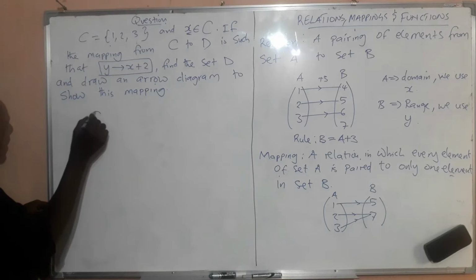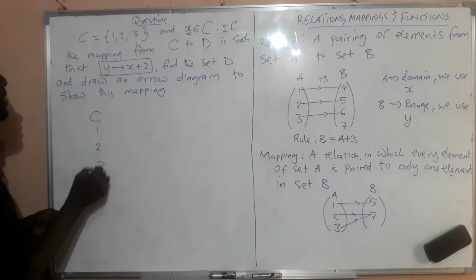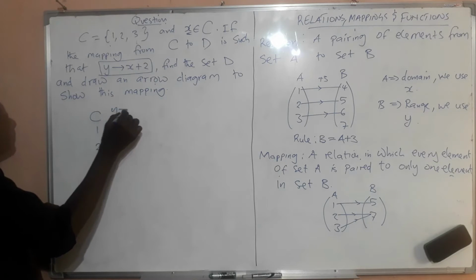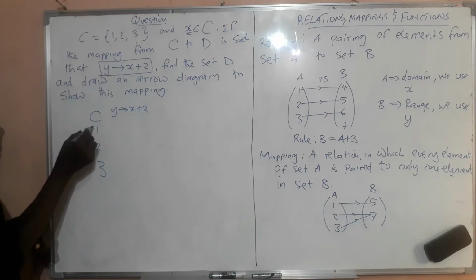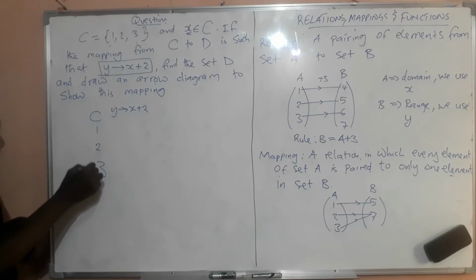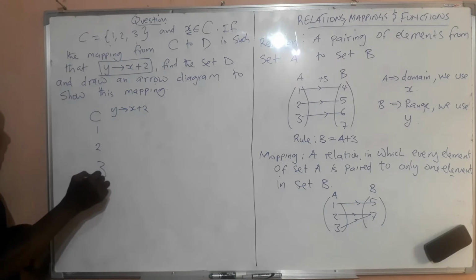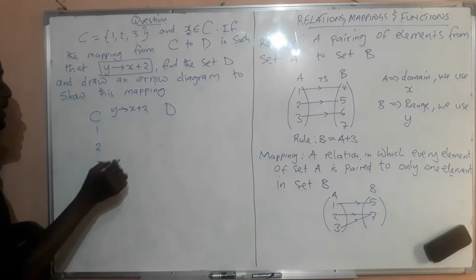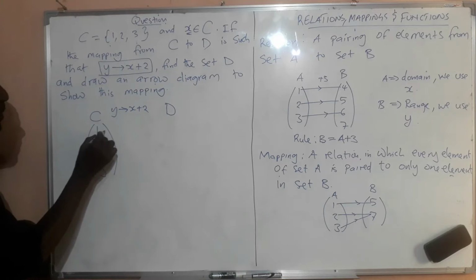So we have C here, we have 1, 2, 3. This is what we have here. And the rule that we are using is X plus 2. So X is what represents the members of this set C. So we are going to be substituting X here with these numbers that we have. So for us to find D here, I'll put D here. We are going to be adding.